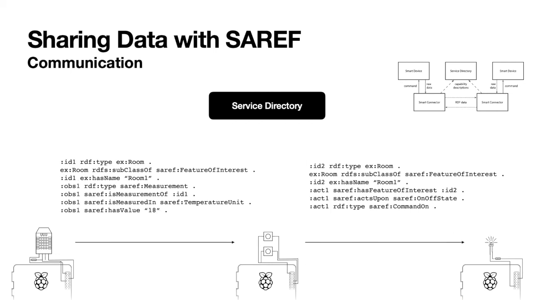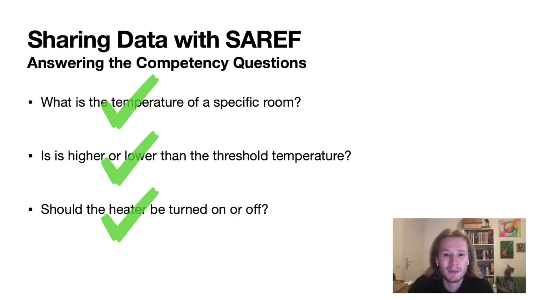For a room named Room 1, the temperature is 18 degrees. The thermostat calculates that this is lower than the target temperature, so sends an on command to the heater, which starts to shine, which means that all the competency questions are able to be answered, because the temperature was correctly communicated and compared to the target temperature, resulting in the specific command being sent to the heater.